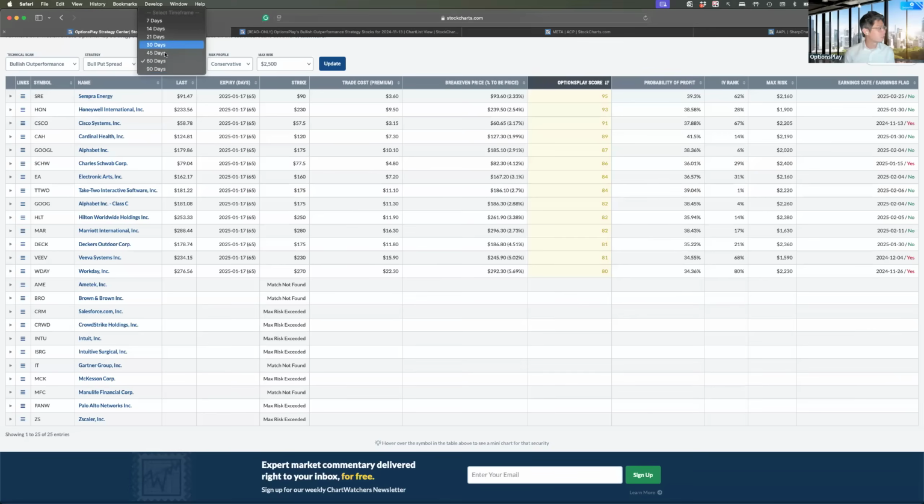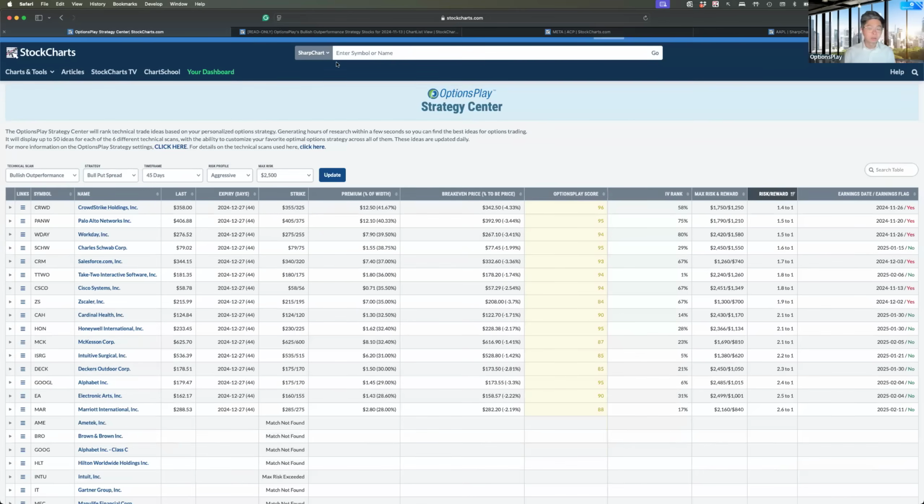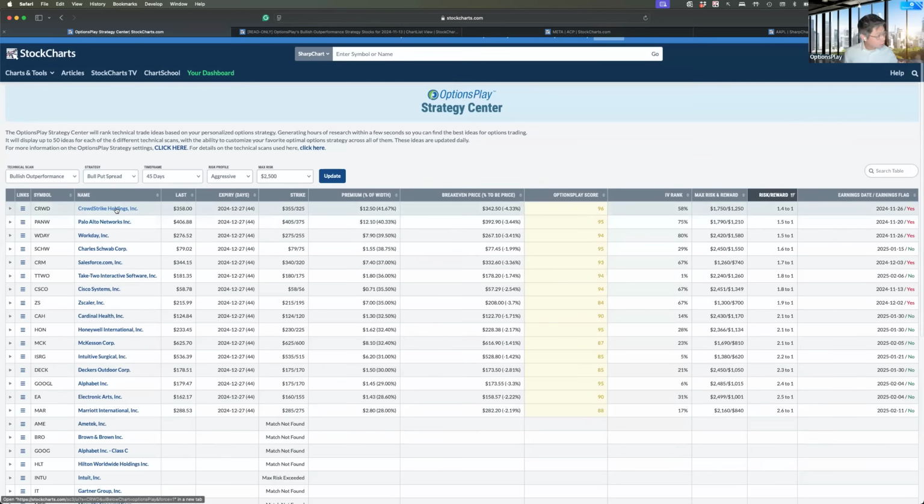So I like to sell roughly 45-day credit spreads that are more aggressive in nature when I'm selecting my strike prices. And basically what this does is it re-updates that entire list of stocks that are outperforming the S&P 500 with a 45-day aggressive bullish credit spread in this particular case. And now it tells me that CrowdStrike is the stock that's going to give me the best risk to reward from a credit spread perspective out of that list of stocks that I'm looking at.